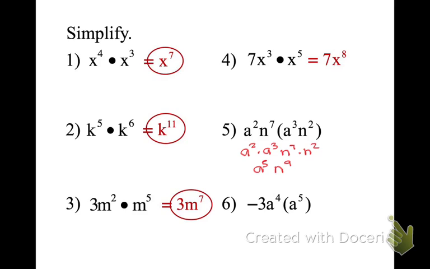Now let's check it. -3, I've got a to the 4th plus the 5th because they're like bases. Don't worry about that parenthesis. So it's -3 and it's a to the 9th since the exponent's base is only the a. Okay?